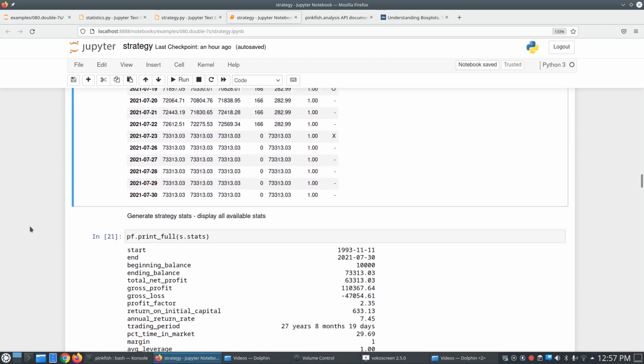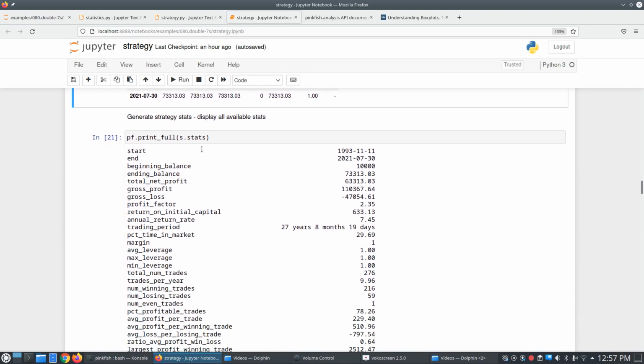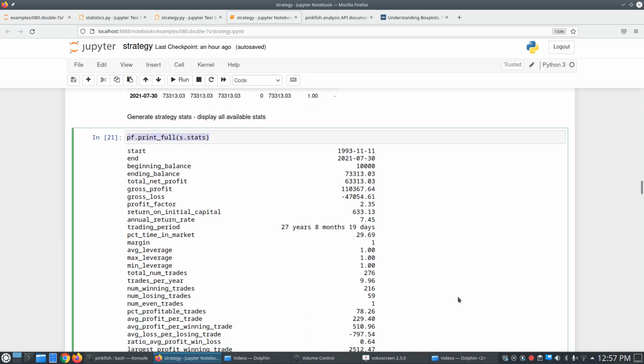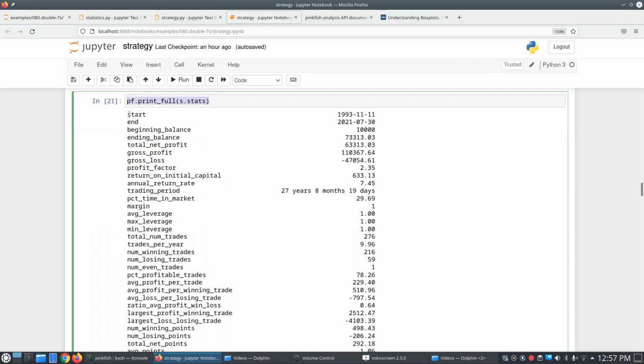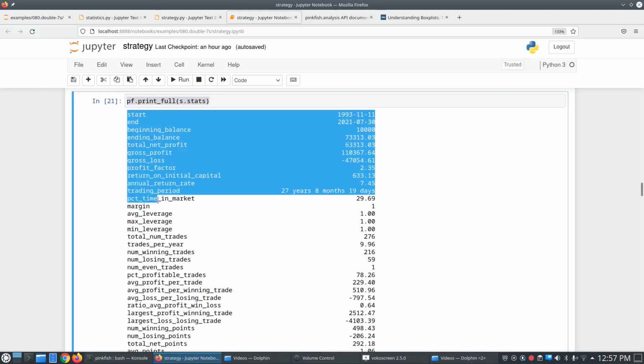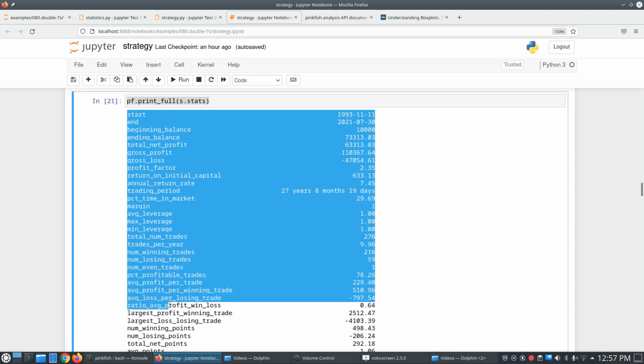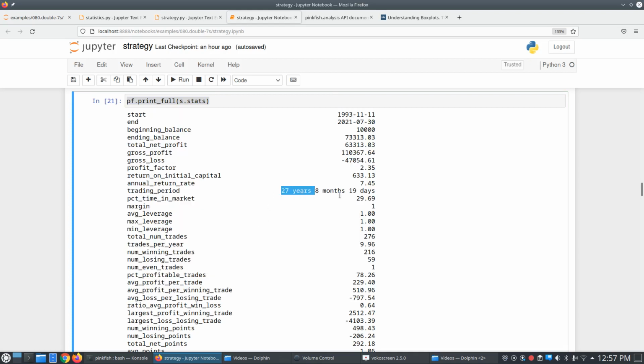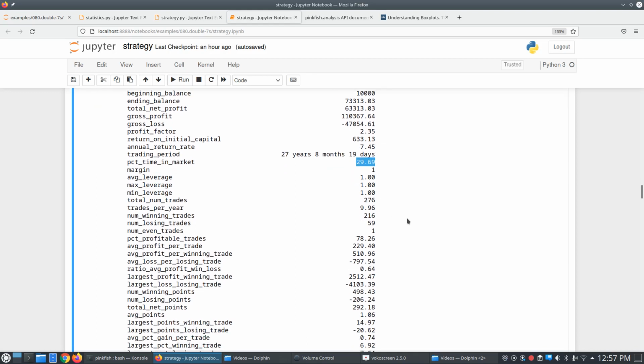Let's move on down. After we run the strategy, we print the full statistics from the strategy, and there's a lot of statistics that get computed here. So you can go through and look at whatever you want to of this. You can see that the trading period here was 27 years. And the percent of the time in market was only 29.69%. So we're actually out of the market most of the time with this strategy.